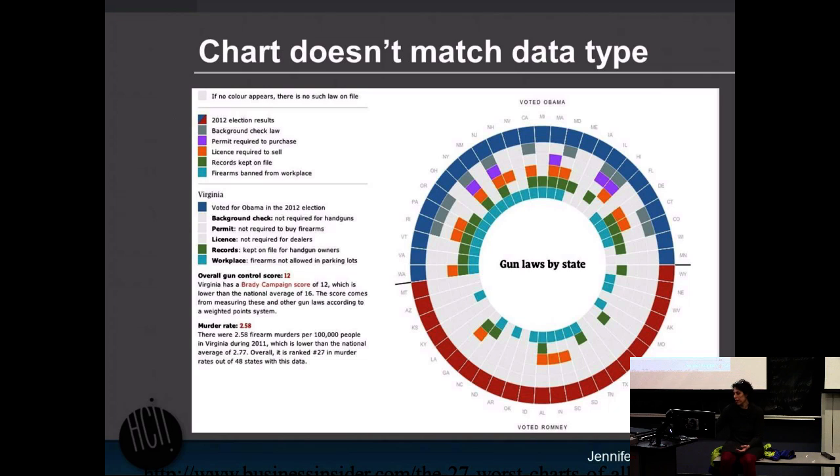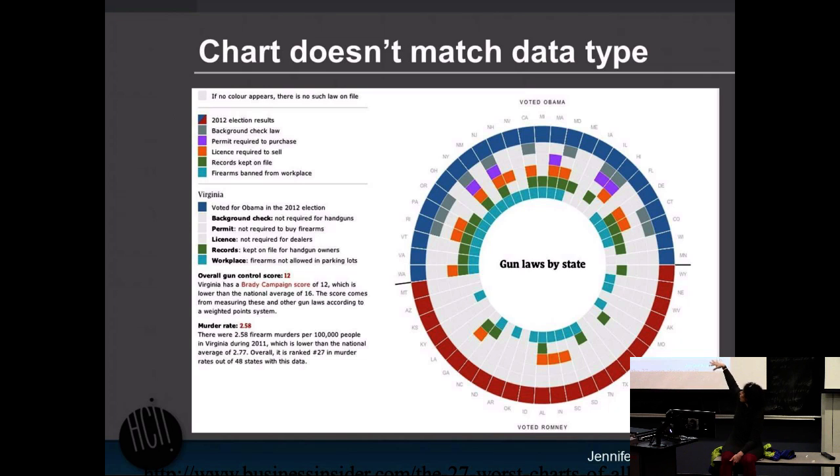This is a different kind of error. So what this chart is showing is gun laws by state. And you can't see it on this projector, but each of the blocks coming out from the center is a different state. Okay? So the red ones are all ones that in 2012 voted Republican. The blue ones are all that in 2012 voted Democratic. And then you can see, for example, the orange circle shows you which states require a license to sell a gun. The gray ones, which you see are only on the top half in the blue states, require a background check by law.